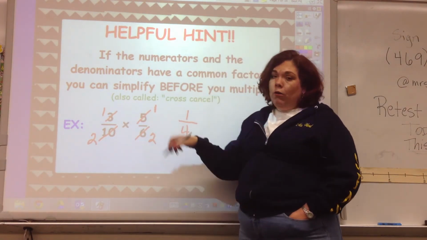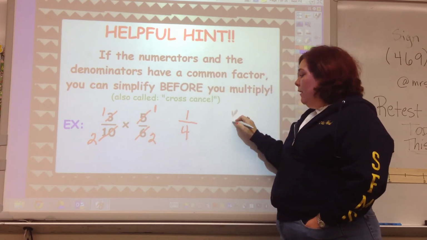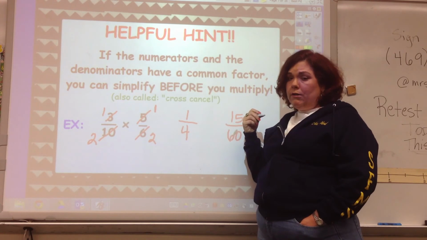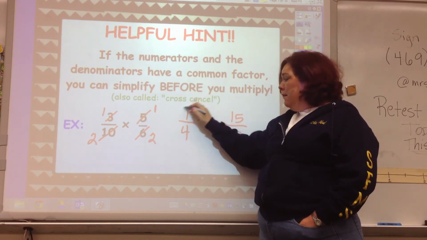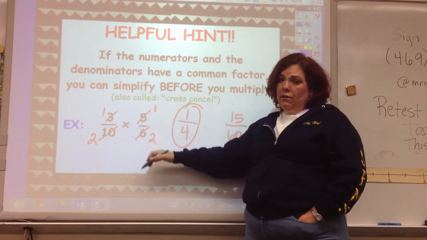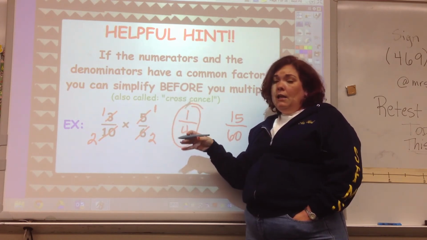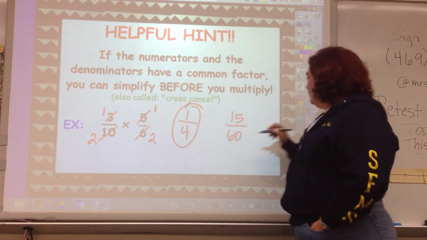If you had not cross-canceled, you would have gotten 15 sixtieths, and that might have been harder to simplify than to do it beforehand. So if you understand this and can do it and get practice with it, it can be a really useful tool.